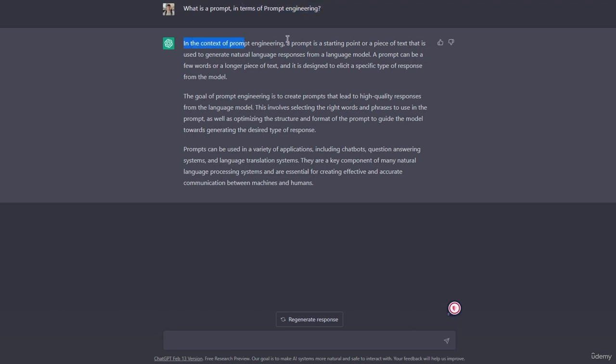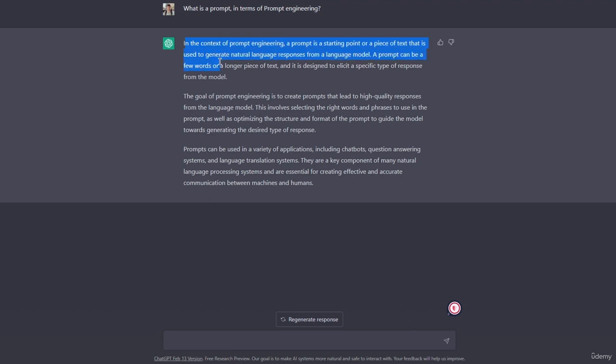In the context of prompt engineering, a prompt is a starting point or a piece of text that is used to generate natural language responses from a language model. A prompt can be a few words or a longer piece of text, and it is designed to elicit a specific type of response from the model. The goal of prompt engineering is to create prompts that lead to high quality responses.